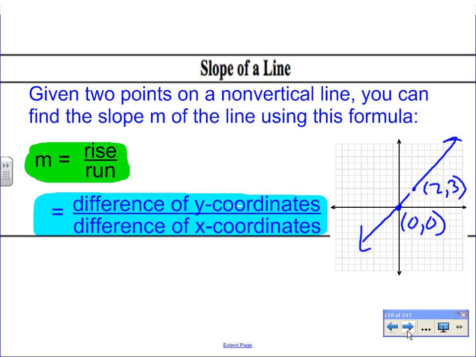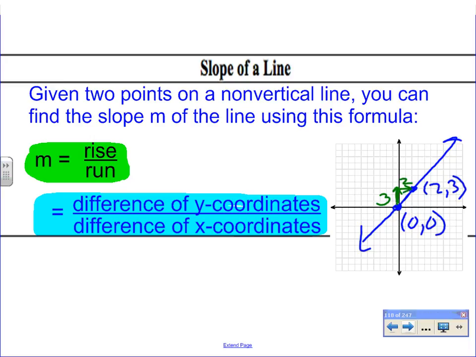Okay, so the very next part, the slope of the line, given 2 points on a non-vertical line, so it can't be up and down, you can find the slope m of the line using rise over run, just like what we talked about before. And that's the difference in y over the difference of x coordinates. So I have a line right here, and I have 2 points. I have 0, 0, and 2, 3. So if I want to find the slope of the line, I do rise first, so up. I'm going up 3. That's the rise.